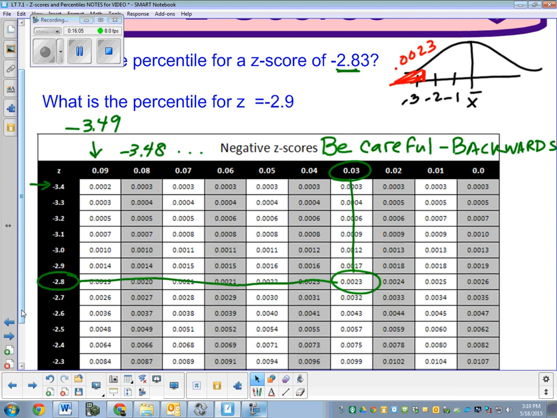Now, pause the video, find negative 2.9, and check in with your neighbor. Negative 2.90, be careful, it's not 0.0014, it's all the way over here, 0.0019. So now that we're used to using the sheet, let's go back to our hockey example.